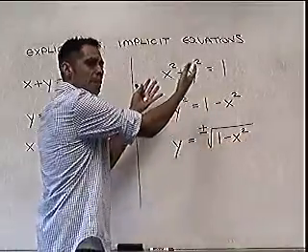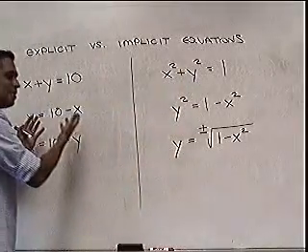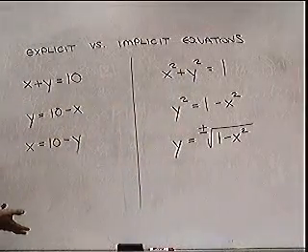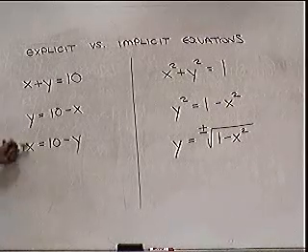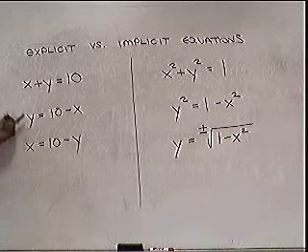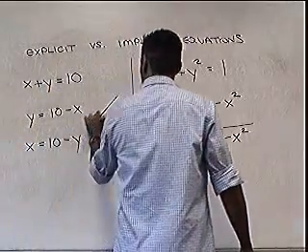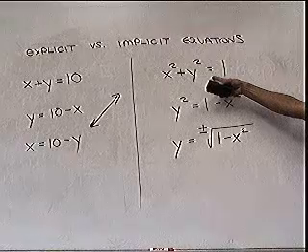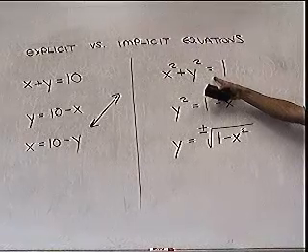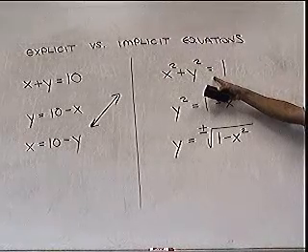This is an example of an implicit equation. This is an example of an explicit equation. Now, geometrically, what are these? If I graph this, what is this? This is a line, right? This one is a line. If I graph this, what's this? That's a circle. Radius?